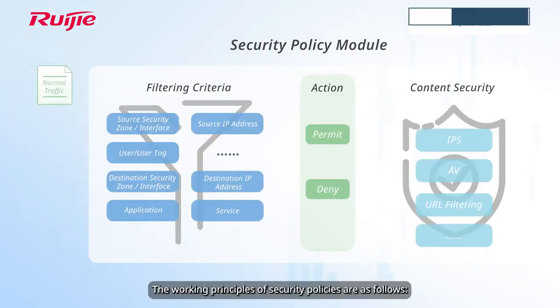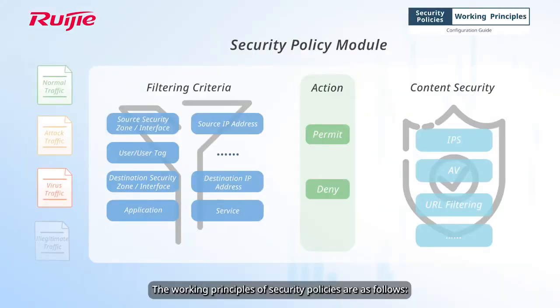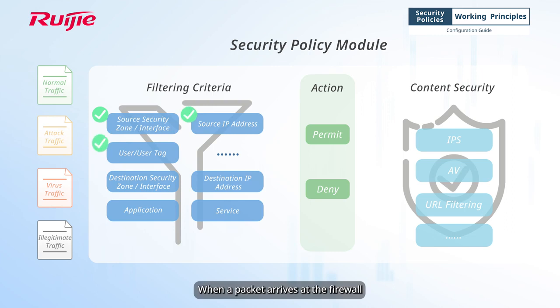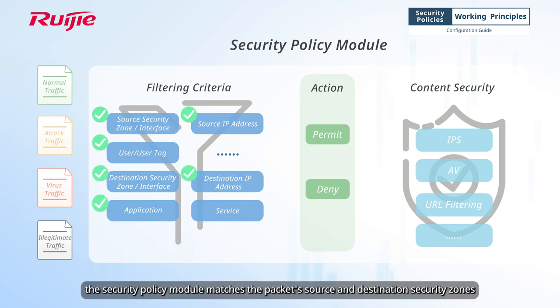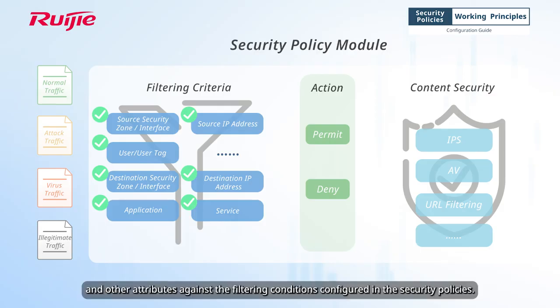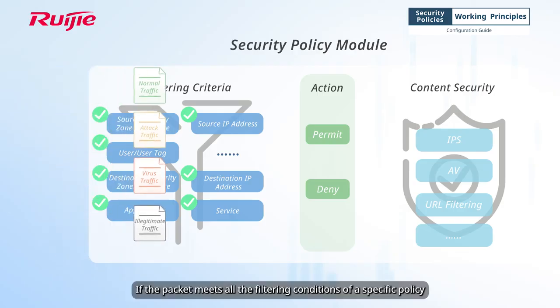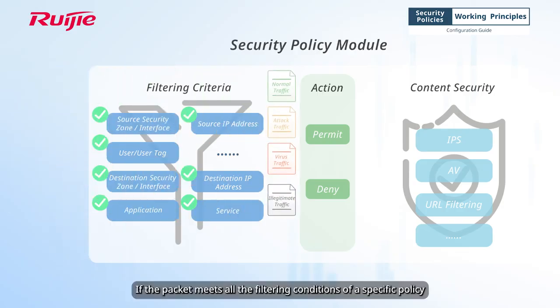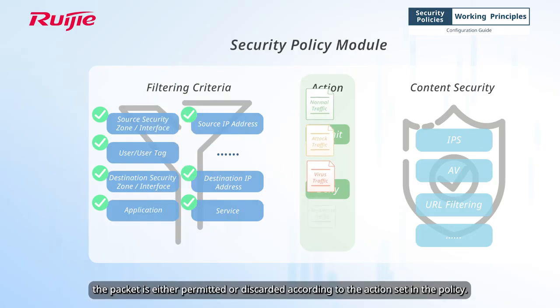The working principles of security policies are as follows. When a packet arrives at the firewall, the security policy module matches the packet source and destination security zones, source and destination IP addresses, applications, services, and other attributes against the filtering conditions configured in the security policies. If the packet meets all the filtering conditions of a specific policy, the packet is either permitted or discarded according to the action set in the policy.